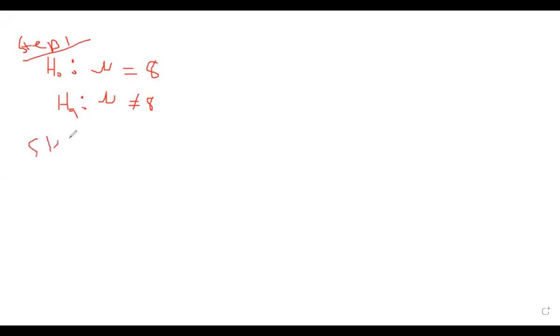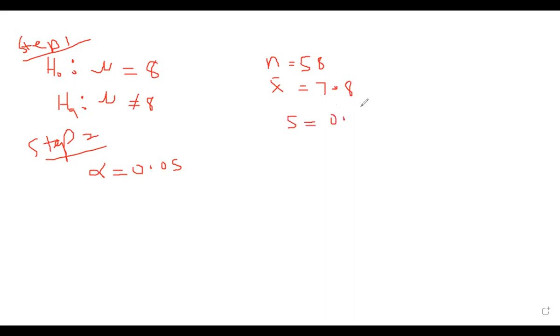Step 2 is to state your significance level. So alpha here is 0.05, which is 5%. Okay, then let's write the given parameters, which is n was 58. I think x bar was 7.8. And our S is 0.5.